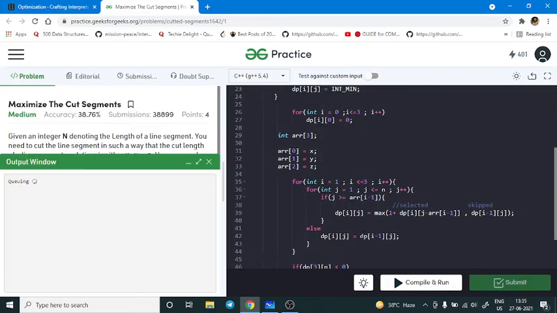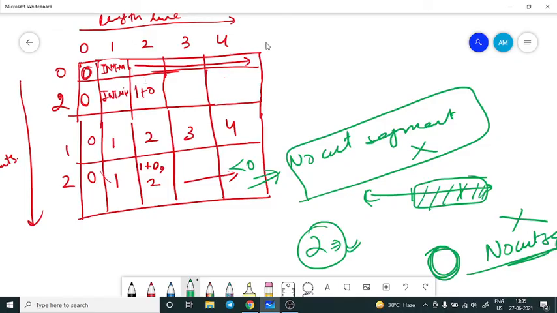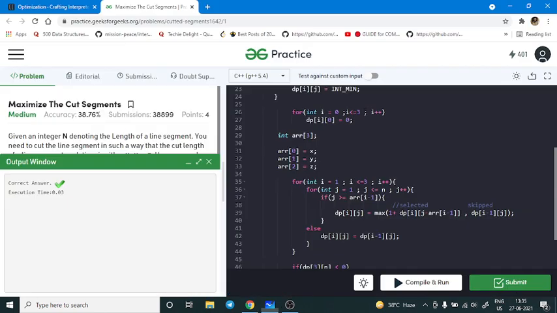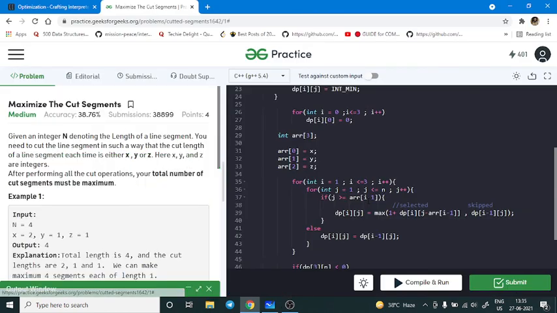I hope you understood this problem statement and this solution completely. The time complexity of this solution is n into 3. Why into 3? Because for each cut segment we are checking the entire length, so that means n into 3, and the space complexity is also n into 3, correct?